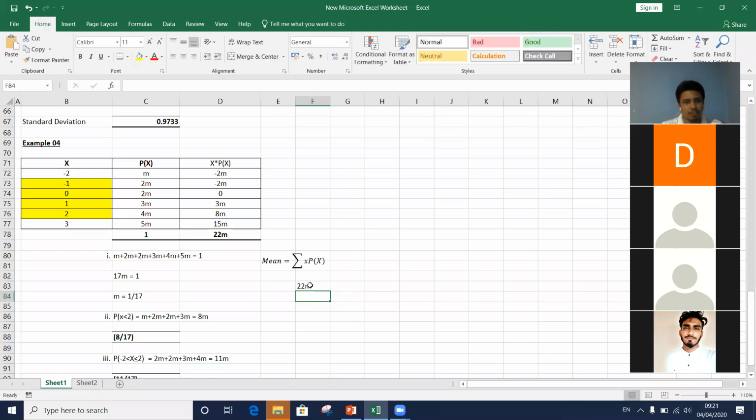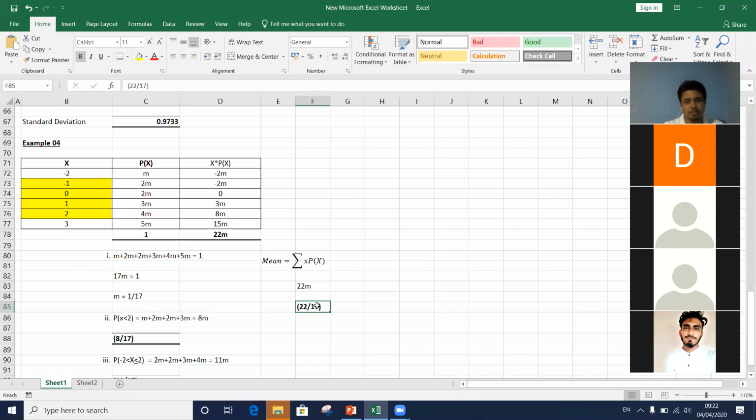But the value of m we have already found. So what should the mean value be? 22 over 17, right? The value of m is 1 over 17. M into 22 means 22 over 17. This should be our mean value.